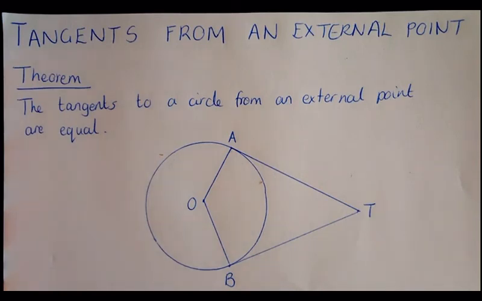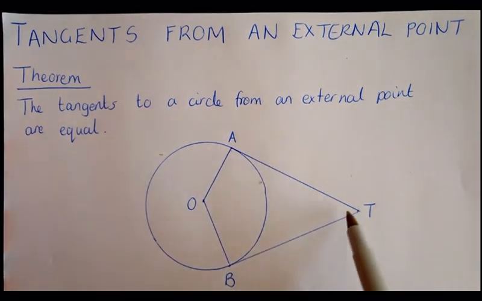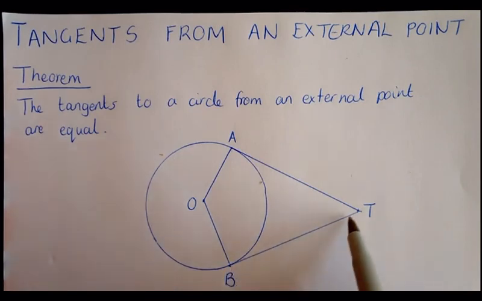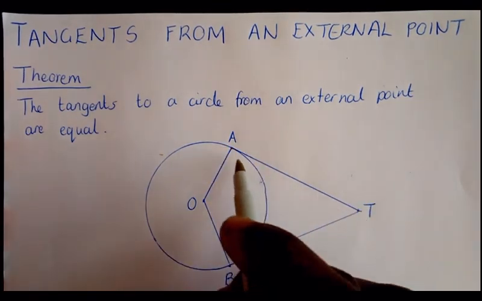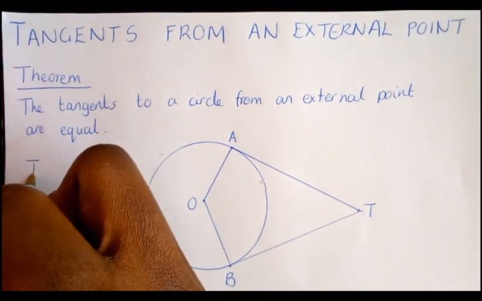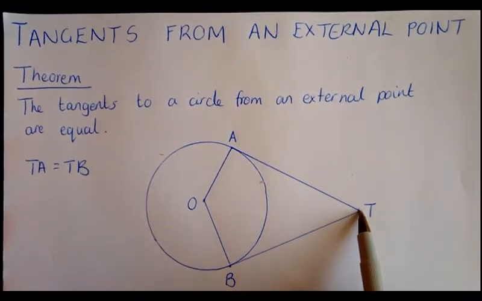Good day. Our lesson today is on tangents from an external point. So given this circle and this external point, here are the tangents to the circle from the external point. These are the tangents. We already know that the tangents are lines drawn from a point to the circle that touch the circle at one point. So this is tangent TA and TB. Therefore, they are equal. So TA is equal to TB since they are from the same external point.